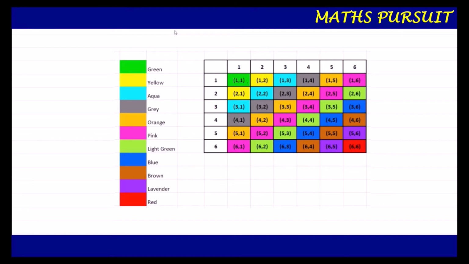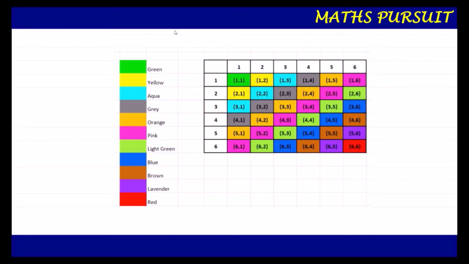if you look at the yellow colors, we have only two favorable outcomes, that is 2, 1 or 1, 2. Similarly, for getting a sum of 4, there are three possible outcomes. If you look at this aqua color, you will see that there are three favorable outcomes: 3, 1, 2, 2 or 1, 3 for getting a sum of 4.